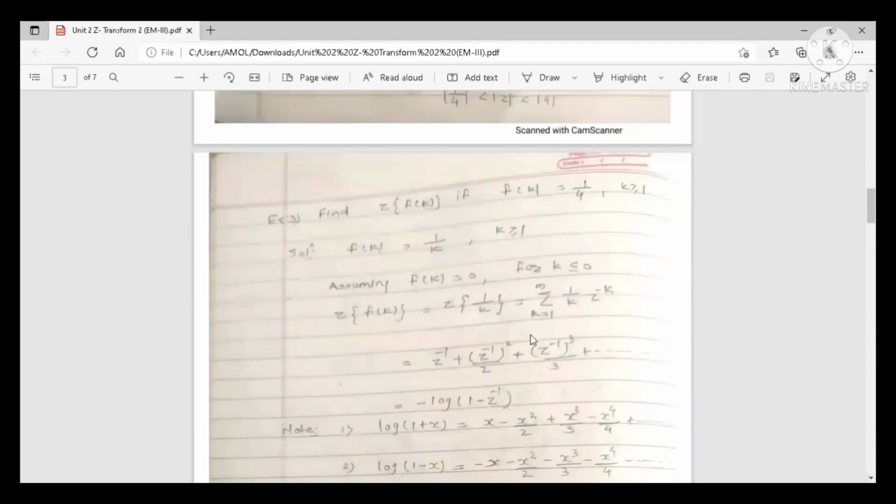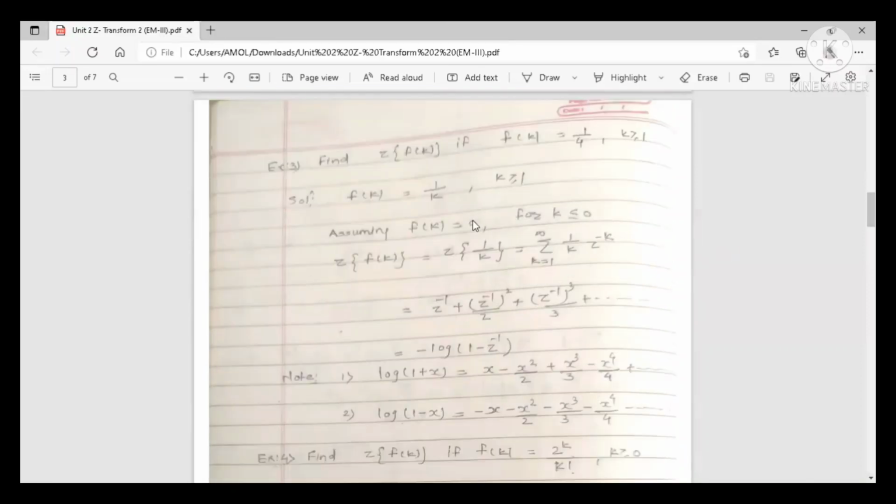Now, the third example is here. Find the Z transform of f of k if f of k is equal to 1 by k, assuming that k is greater than or equal to 1, and assuming f of k is equal to 0 for k less than or equal to 0.